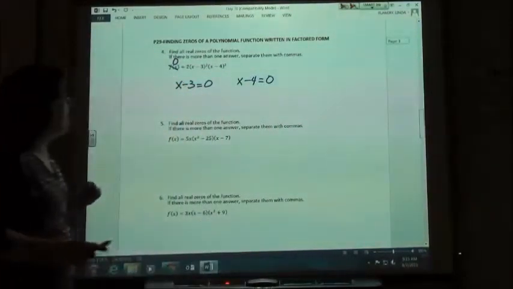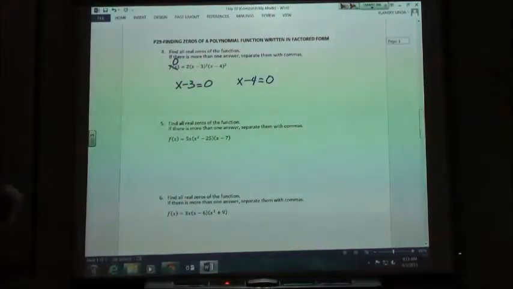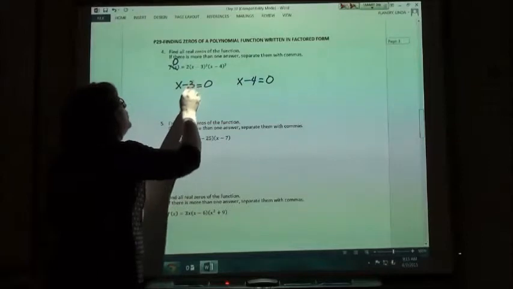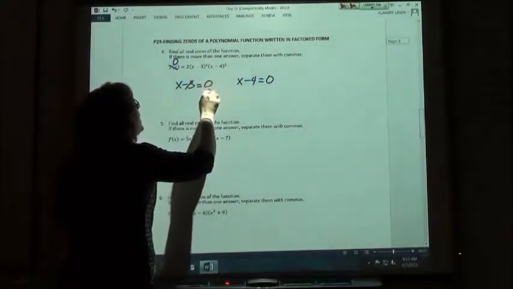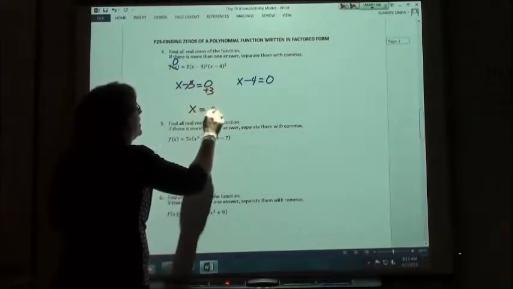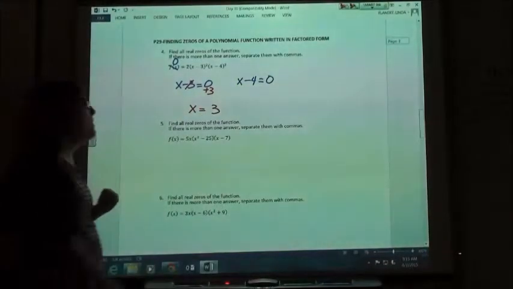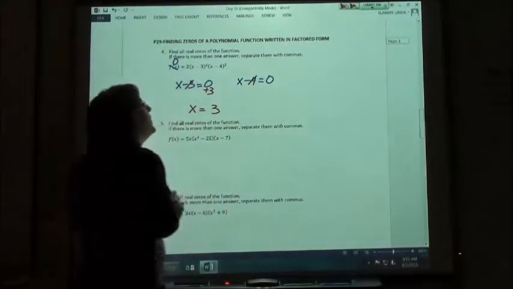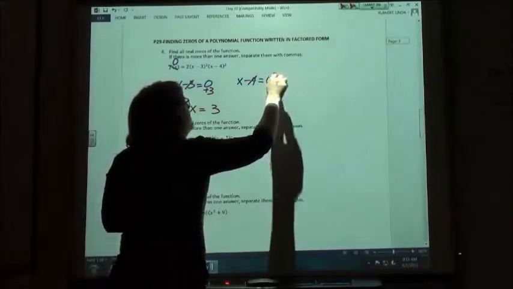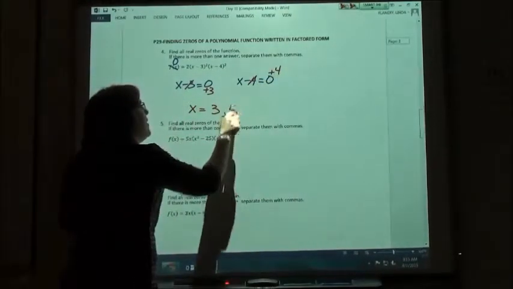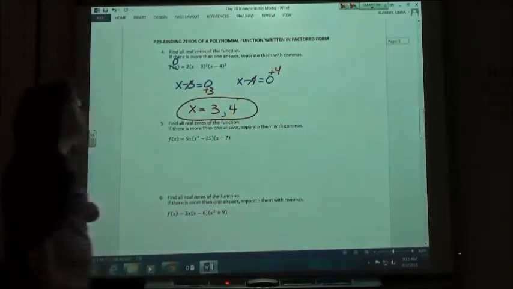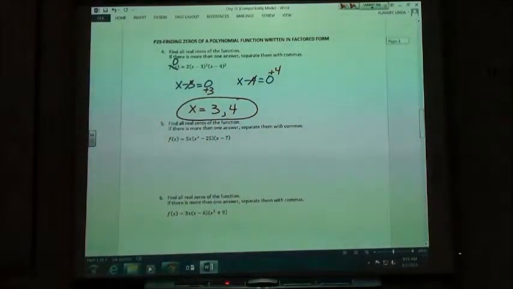Here, if I'm going to solve that first one, what do I do with my 3? You're going to move it over. Move it over and make it a positive. So x is going to equal 3. Here, when I move the 4 over, it makes it positive 4. So 3 and 4 are going to be my two answers.